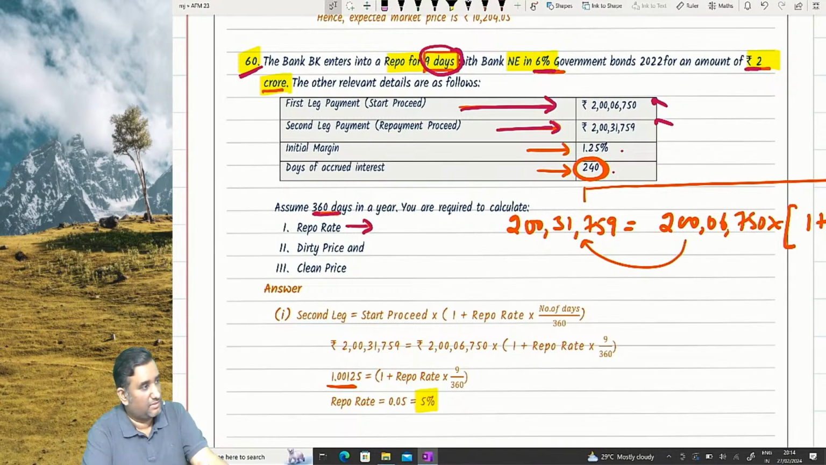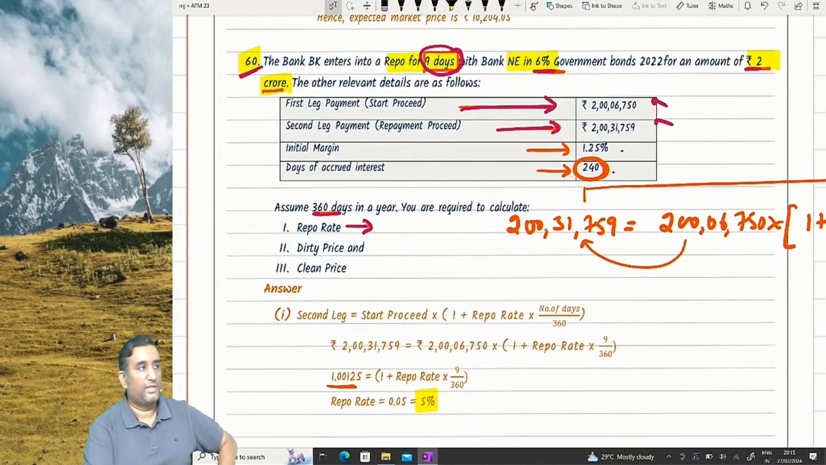Basically, in the first leg, the seller sells the security and receives cash. In the second leg, securities are repurchased by the original seller. Repo has 2 legs: in one leg, securities are sold, and in the second leg, securities are repurchased.